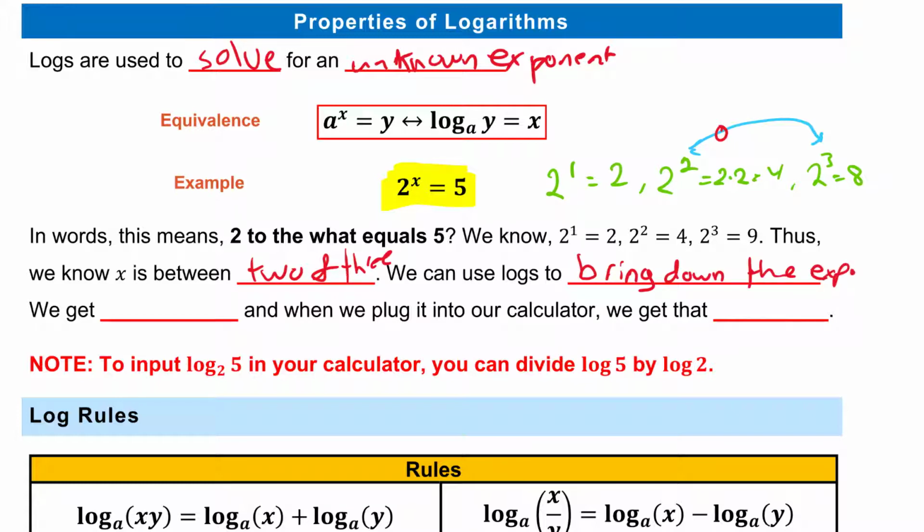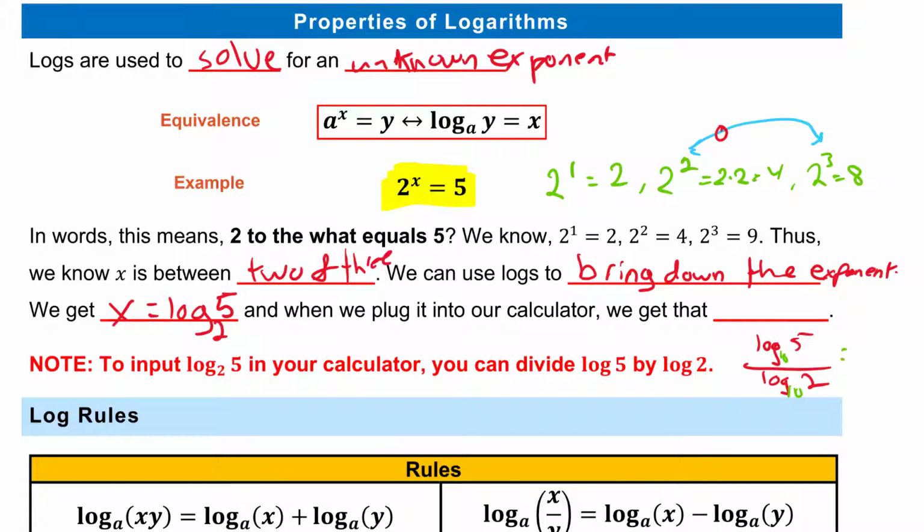If you just use the equivalence, we would get x is equal to log base 2 of 5. Now this you can compute in your calculator. You can plug it in directly if you have a log base a button. But if not, you can just do log 5 divided by log 2, and that's going to work because, as we're going to see a bit later in the log rules, this is a change of base formula.